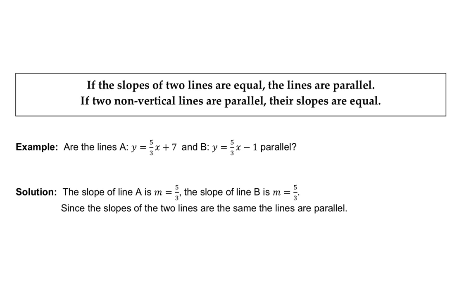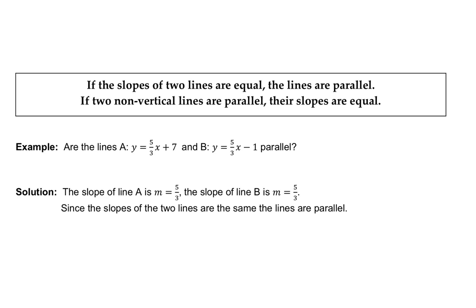And down at the bottom, they give us this little example here. Are the lines A and B parallel? Line A is y equals 5/3 x plus 7. Line B is y equals 5/3 x minus 1. In our solution here, we just have to pull out the slopes of these two lines. The slope of line A is 5/3. The slope of line B is 5/3. Just by looking at the fact that those two numbers are equal to each other, the slopes of the two lines are the same, so the lines have to be parallel.